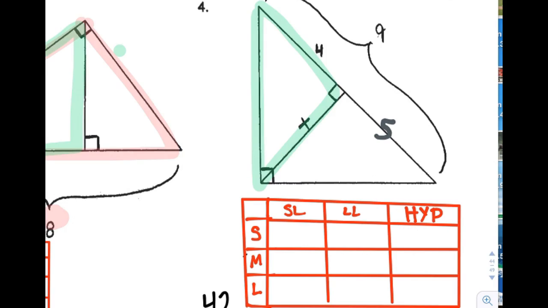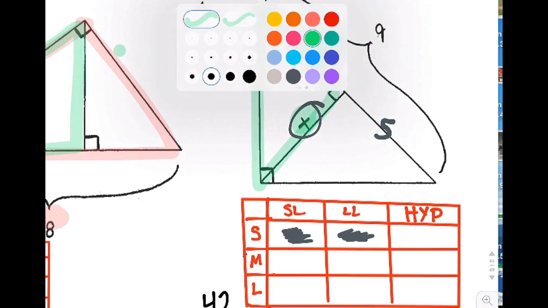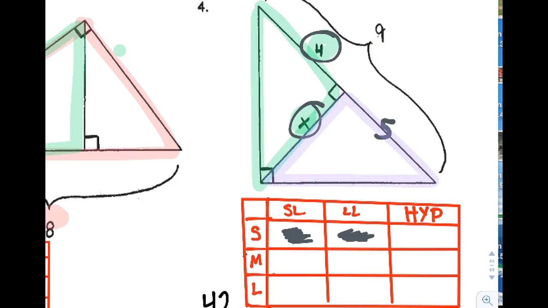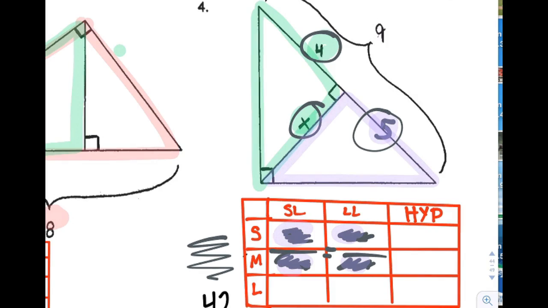So if that's the small triangle and we know two parts of it, then the short leg of the small is 4, and the long leg of the small is x. And then we have the one right next to it, which we decided was medium because 5 is bigger than 4. So now this time the short leg of the medium is x and the long leg of the medium is 5. Then you're going to cross multiply and solve there. Just make sure you have those 5 done for tomorrow.